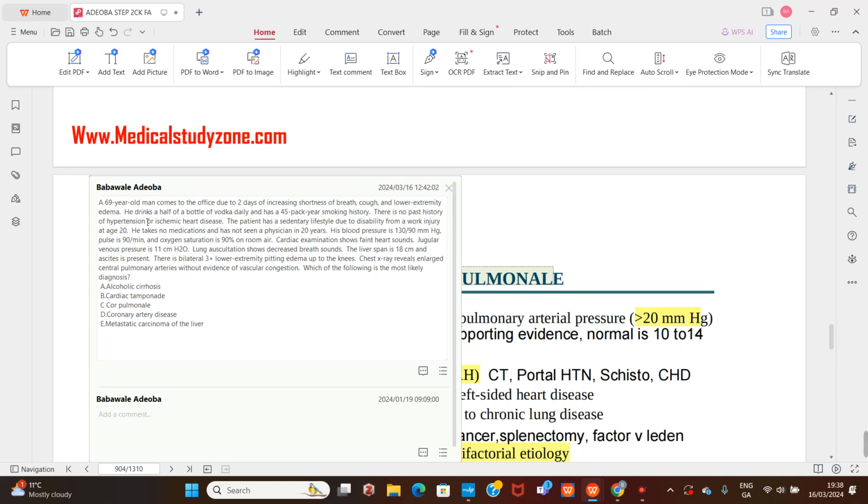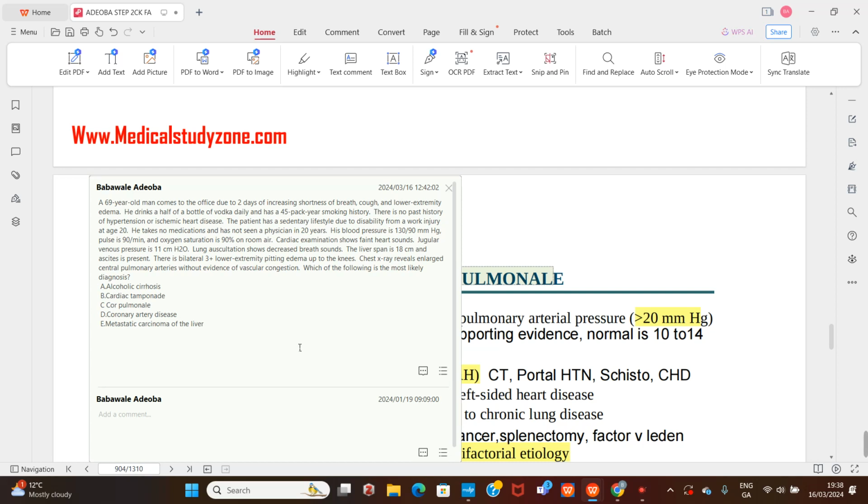A 69-year-old man comes to the office due to 2 days of increasing shortness of breath and lower extremity edema. He drinks half a bottle of vodka daily and has a 45 pack-year smoking history. There is no past history of hypertension or ischemic disease. The patient has a sedentary lifestyle due to disability from a work injury at the age of 20. He takes no medication and has not seen a physician in 20 years. The BP is 130/90, the pulse is 90, oxygen saturation is 90.